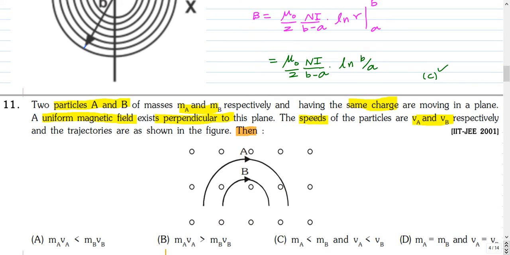This is the next question. Two particles A and B of masses ma and mb respectively and having the same charge are moving in a plane. A uniform magnetic field exists perpendicular to this plane. The speeds of the particles are va and vb respectively, and the trajectories are shown in the figure. Then 4 options are given. You can pause and attempt this question.